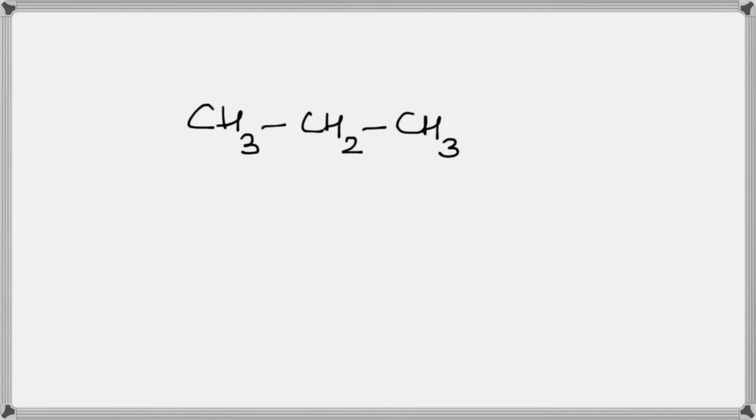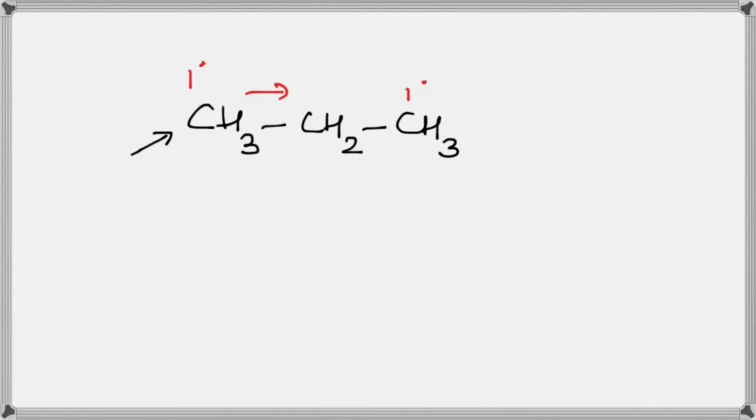CH3CH2CH3 and look at the leftmost carbon. This carbon is attached to one other carbon atom, which is to the immediate right. So its degree is 1. Similarly, the carbon atom on the rightmost side is also attached to only one other carbon atom. Therefore, its degree is also 1.